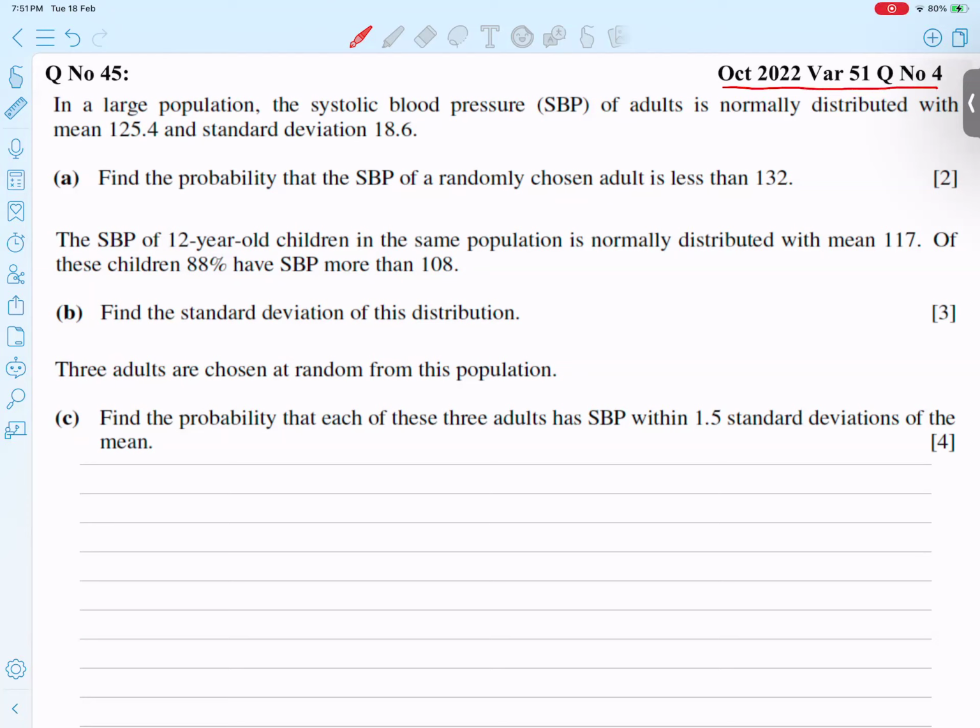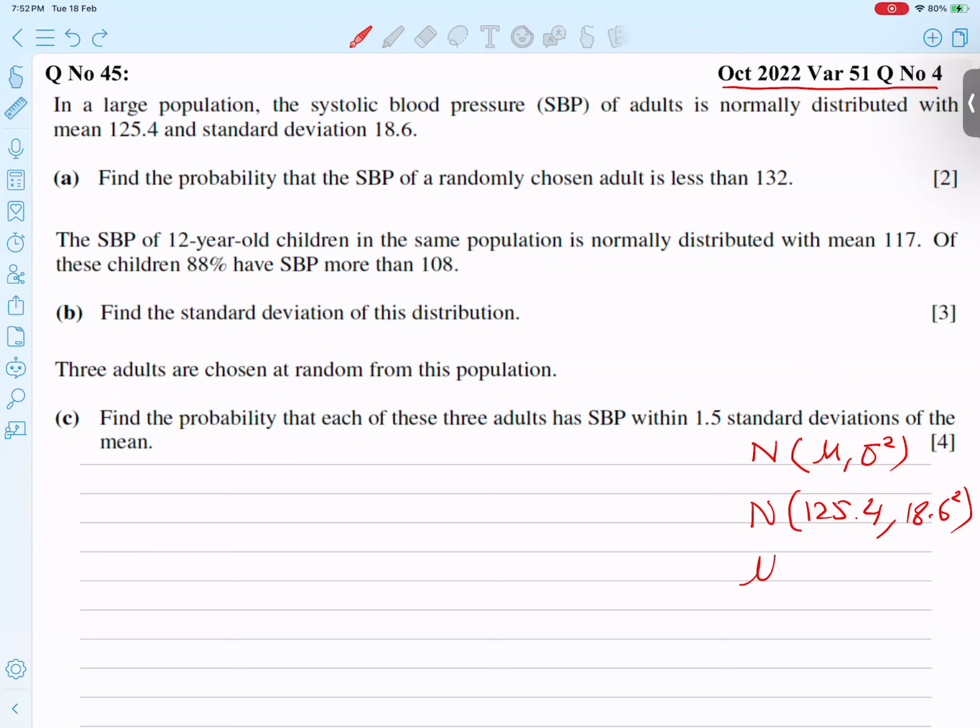In a large population, the standard blood pressure or systolic blood pressure of an adult is normally distributed with a mean of 125.4 and deviation of 18.6. So this is a given, and normally we have a formula N and mu, and this is called variance. So we can guess from here. In this situation, the mean is given here this much. Sometimes he gives you this kind of format, okay? So 18.6 to the power 2 is like that. Anyway, the first number represents the mean, and the root of this number represents the deviation.